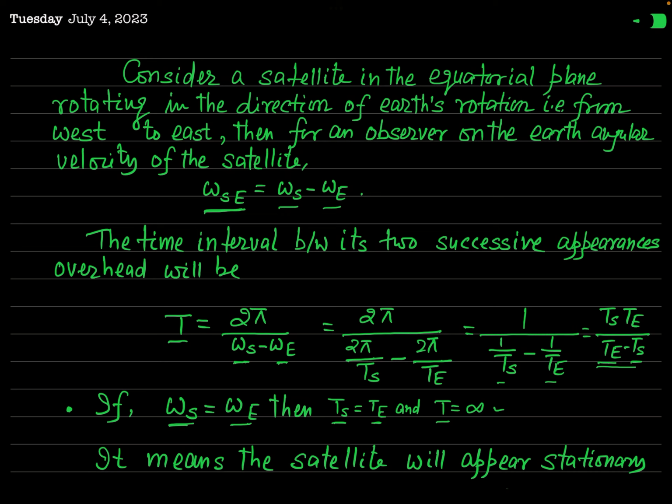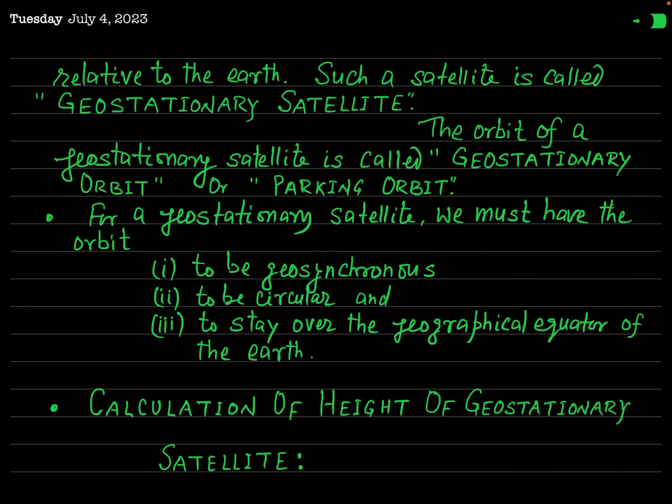Okay, so I have mentioned it here. It means the satellite will appear stationary relative to the earth, and such a satellite is called a geostationary satellite. Actually the orbit in which this geostationary satellite revolves is called the geostationary orbit, or it is also commonly called parking orbit. Okay, this is a very remarkable fact, and it is important for objective type questions, that you will be asked that the orbit in which a geostationary satellite revolves is called what? Popularly it is known as parking orbit.